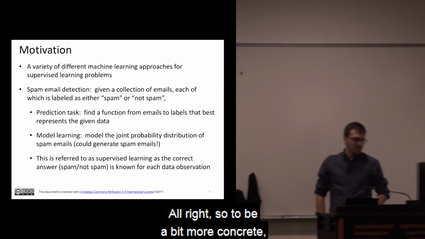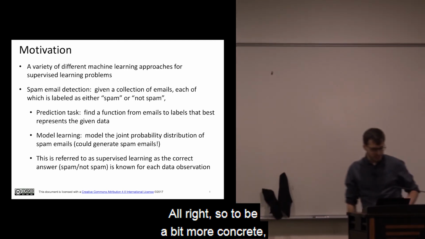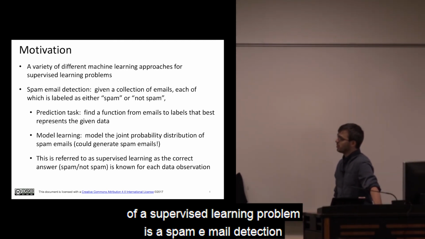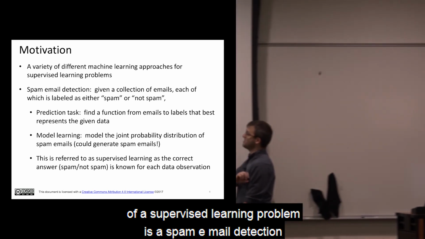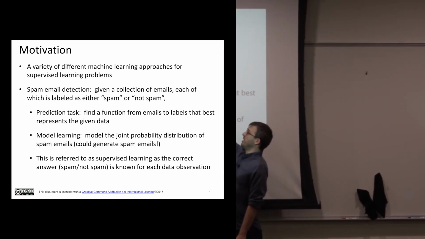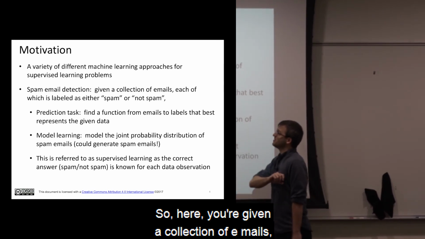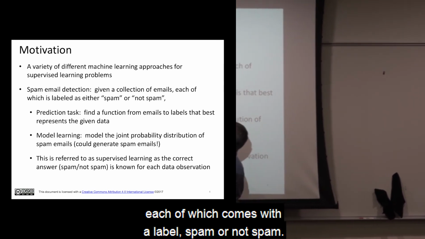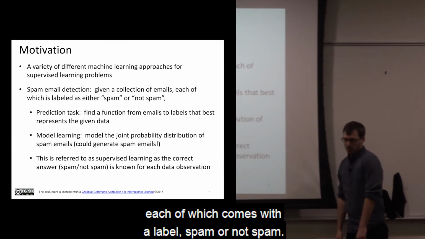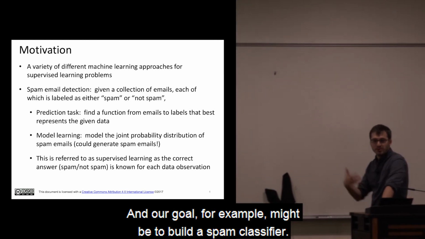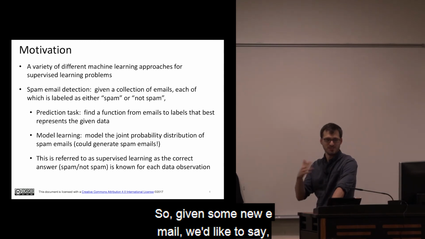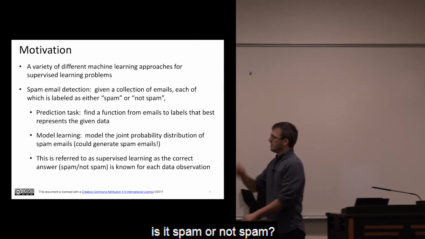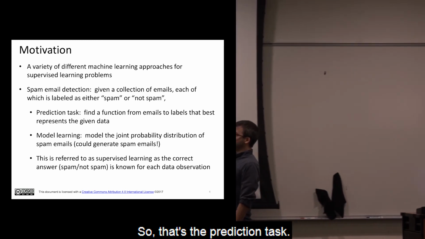To be a bit more concrete, a really simple example of a supervised learning problem is a spam email detection or classification task. Here, you're given a collection of emails, each of which comes with a label, spam or not spam. Our goal, for example, might be to build a spam classifier. Given some new email, we'd like to say, is it spam or not spam? That's the prediction task.